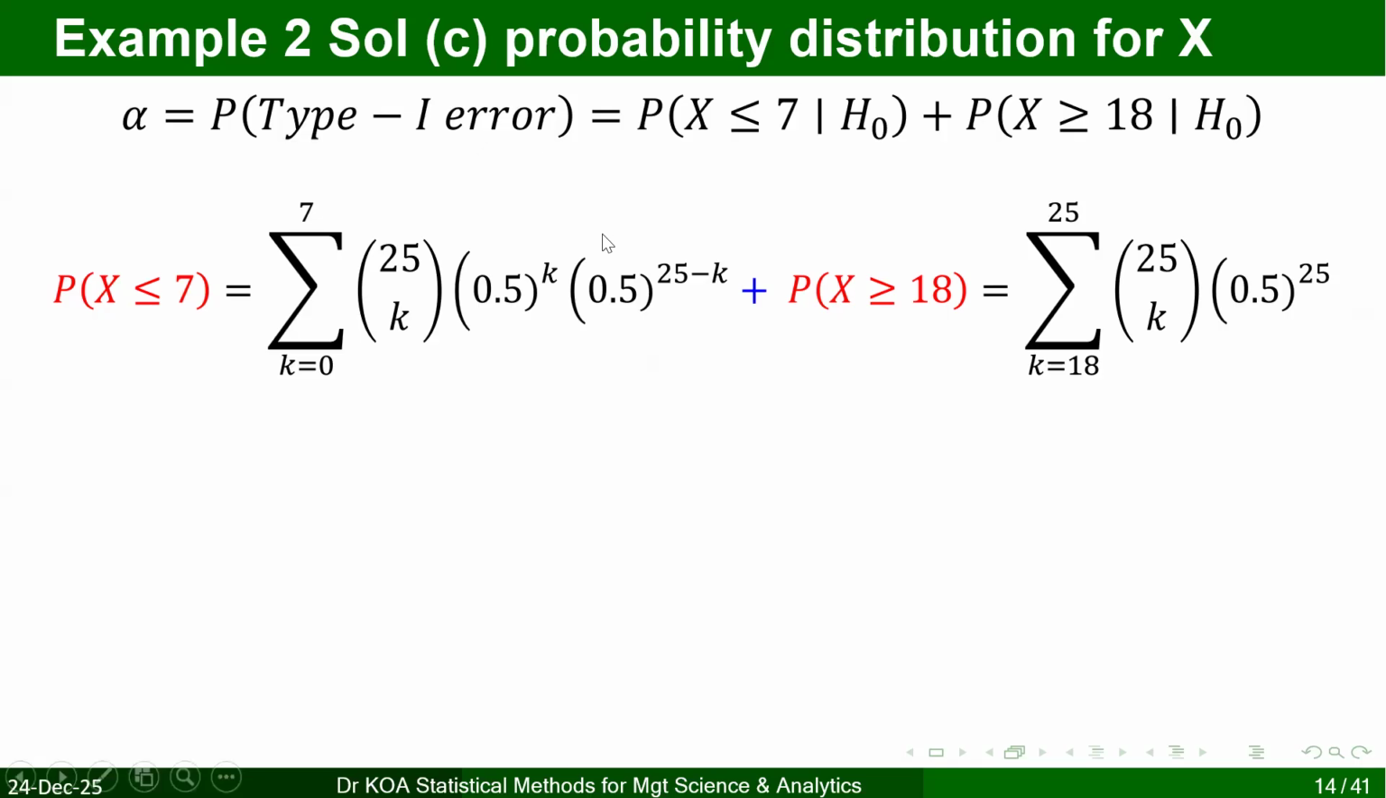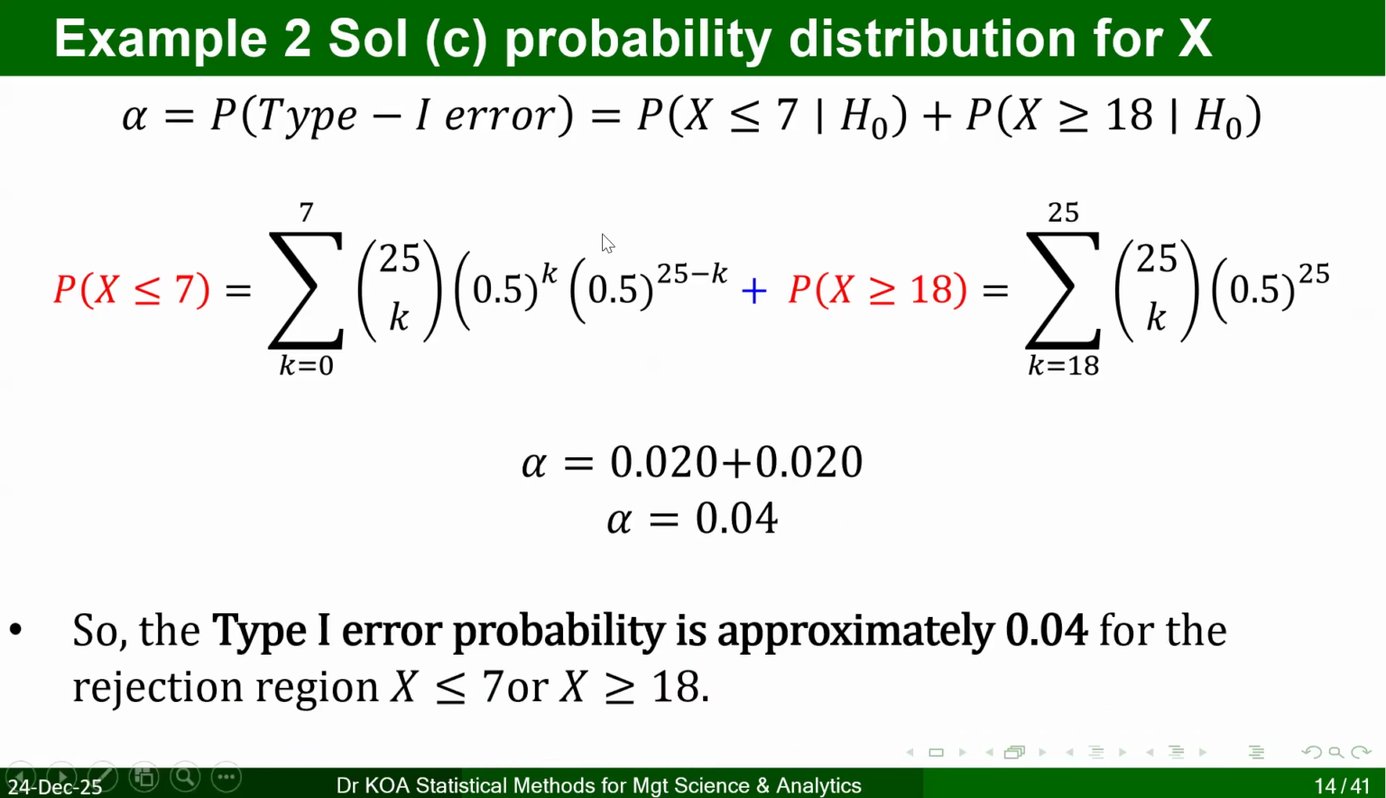All right. So once you get these values, you now have your alpha. So the question is simple. The alpha you're looking for is 0.04. So the type 1 error probability is approximately 4%, for the region where x is less than or equal to 7 or x is greater than or equal to 18. That is your probability. Any question?